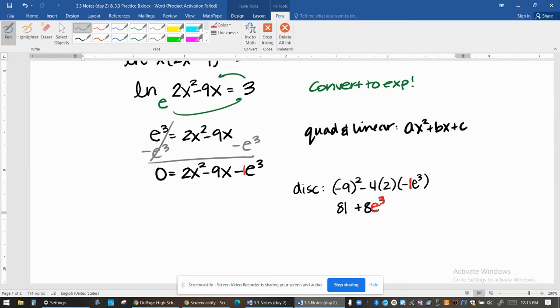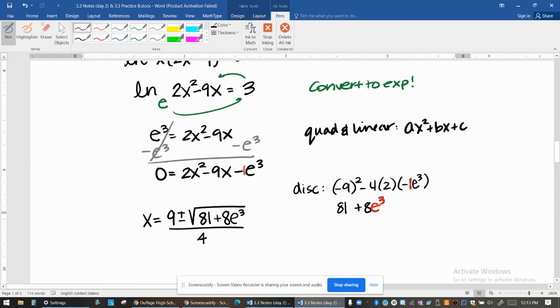You don't want to change it to a decimal quite yet, because if you change it to a decimal now, then your final answer will definitely be off. You don't want to round your answer yet. You want to round at the very, very end. So the quadratic formula is x equals opposite of b plus or minus the square root of your discriminant, all over 2 times a, which would be 2 times 2. Notice I did not put e in my calculator yet.